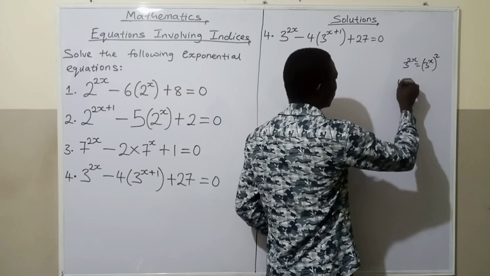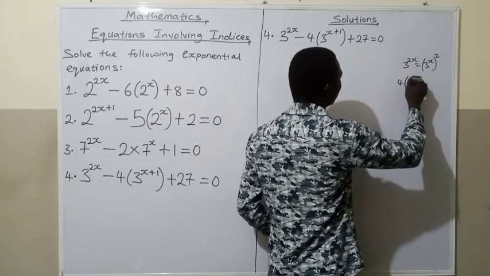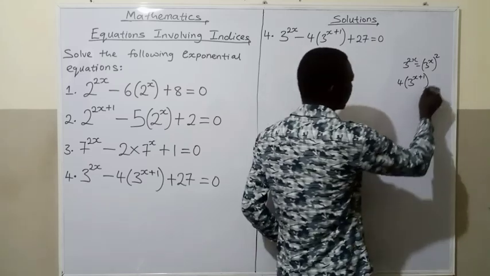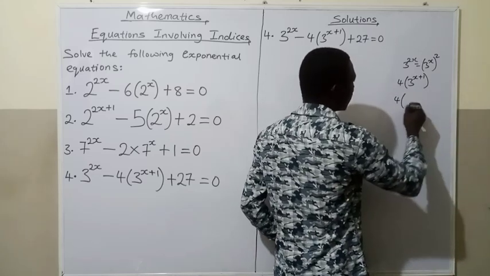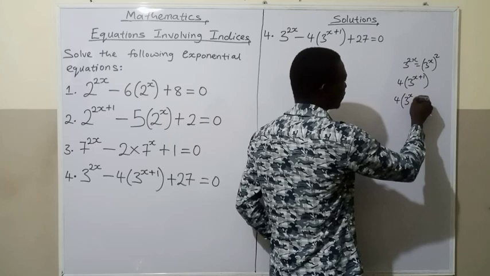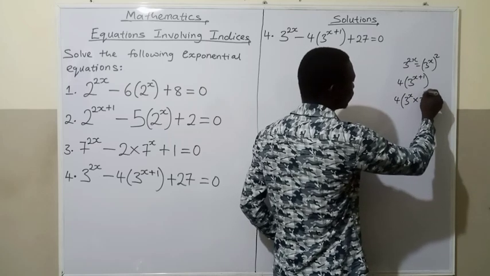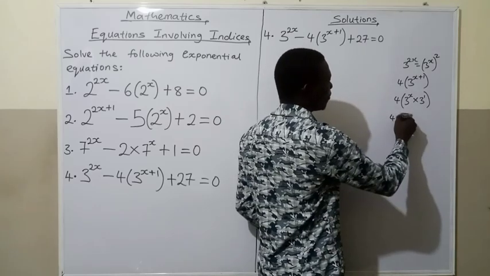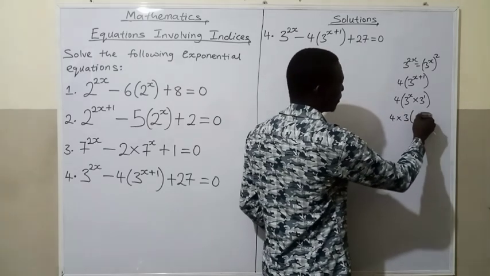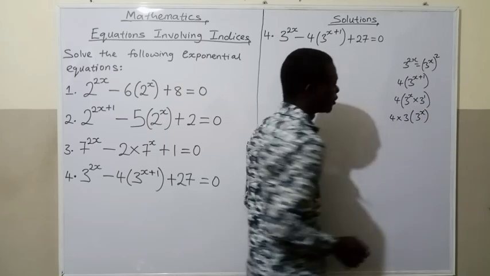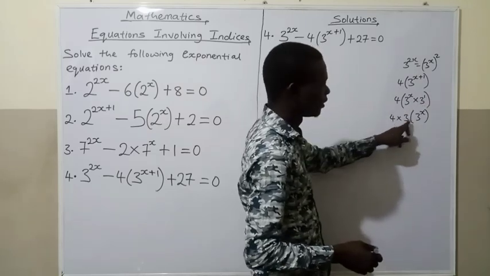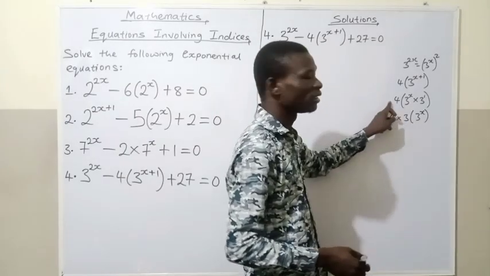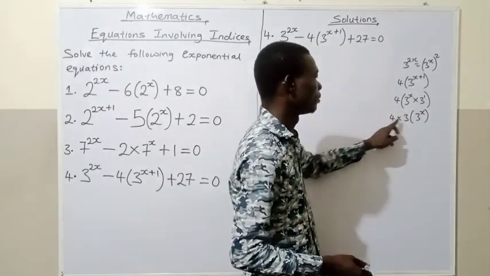So we are going to have 4 open brackets 3 raised to power x plus 1. By that idea, that is 4 open brackets 3 raised to power x multiplied by 3 raised to power 1. So if we pull out 3 raised to power 1 outside, we'll be having 4 multiplied by 3, then open bracket 3 raised to power x. Because of course, 3 raised to power 1 is the same thing as 3. And not forgetting that 4 was outside before now. So that's going to be 4 multiplied by 3.